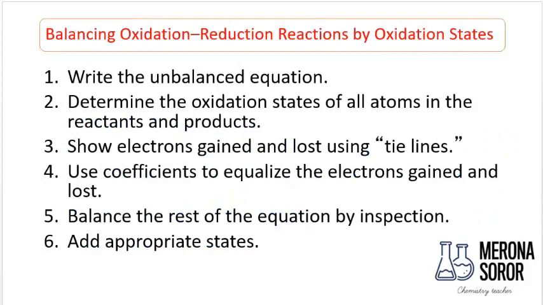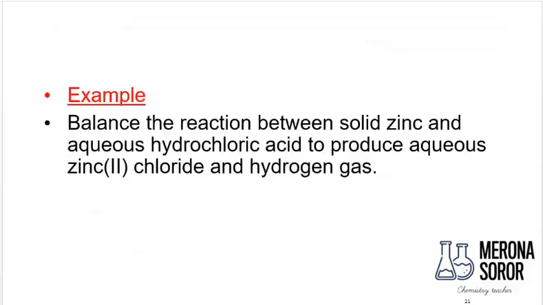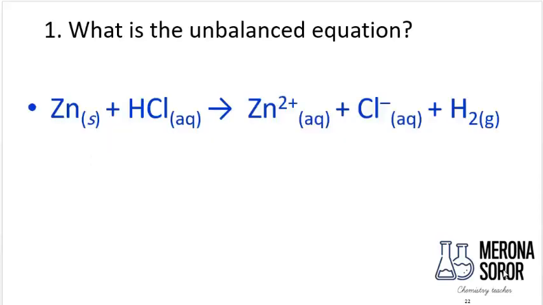Balancing oxidation reduction reactions by oxidation state. These are the rules that we will apply now in front of you. Example: balance the reaction between solid zinc and aqueous hydrochloric acid to produce aqueous zinc 2 chloride and hydrogen gas. What is the unbalanced equation? Zn plus HCl gives Zn2 positive ion plus chlorine negative ion plus H2.